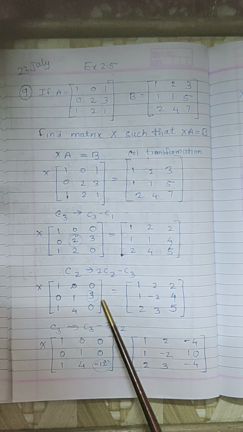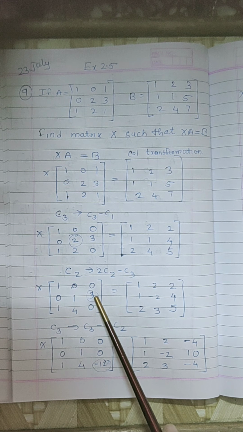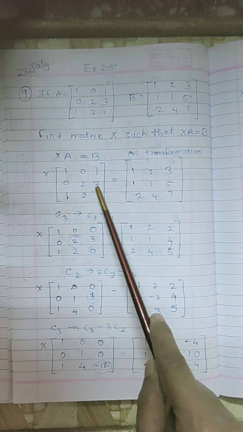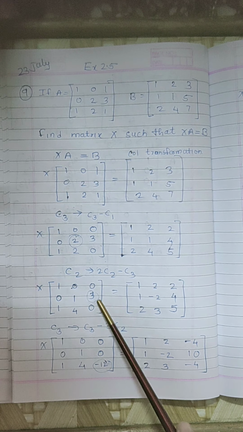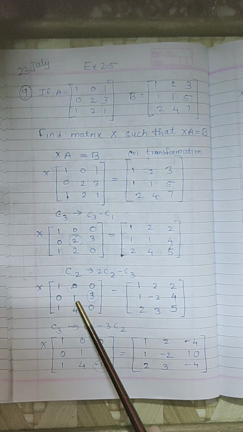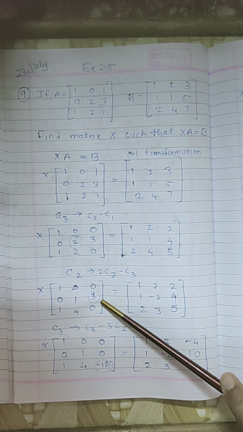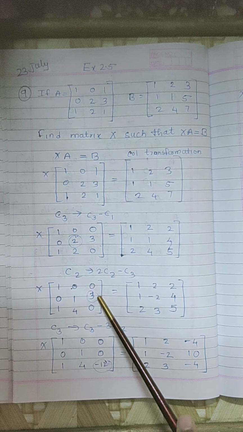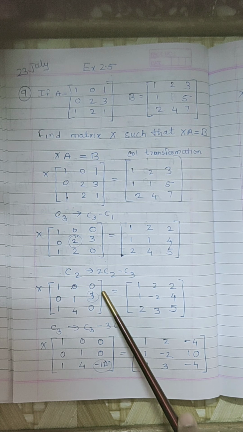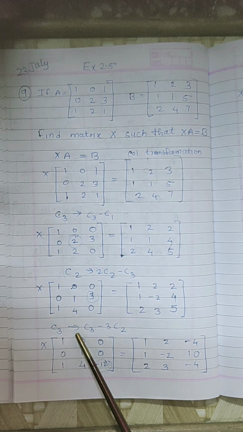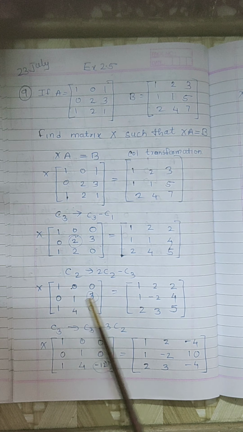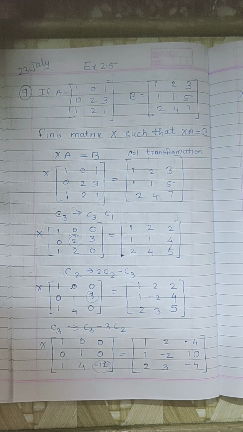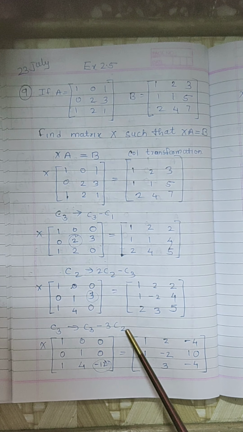Next this 3 we convert into 0. First we converted this to 0, then this to 1, and now this we have to convert into 0. Since we have converted this into 1, it becomes easy to convert this 3 into 0. When 1 is there, this column can easily be converted into 0. So the transformation is C3 changes to C3 minus 3C2. When you multiply by 3 here, 3 minus 3 is equal to 0.